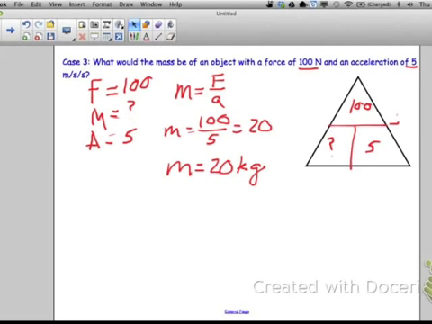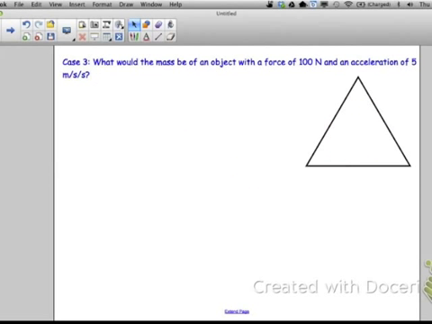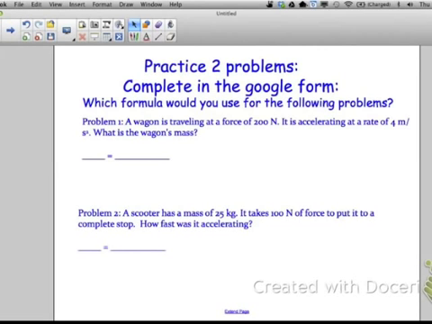Please make sure that you've copied those problems in your notes. And with that, you will answer the Google Doc and complete the problems to show me that you understand what we're doing. And that is how I use the forces formula to figure out the parts. Here's what you'll be doing for your Google form: you're going to figure out which formula from the triangle you would use for these problems.